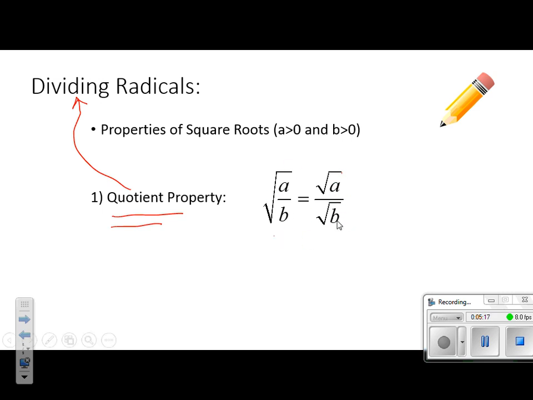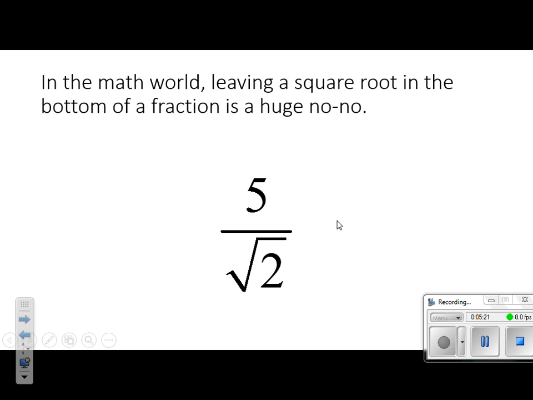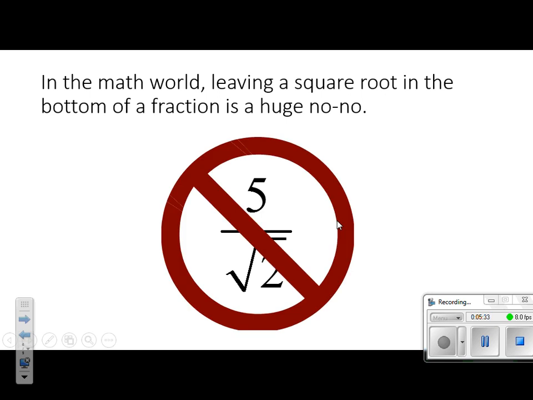Now, what we have to be careful with is that in the math world, we can't leave a square root in the bottom of a fraction. It's just socially not acceptable. It's a huge no-no. Okay, so we're not going to allow this to happen when we use the quotient property.